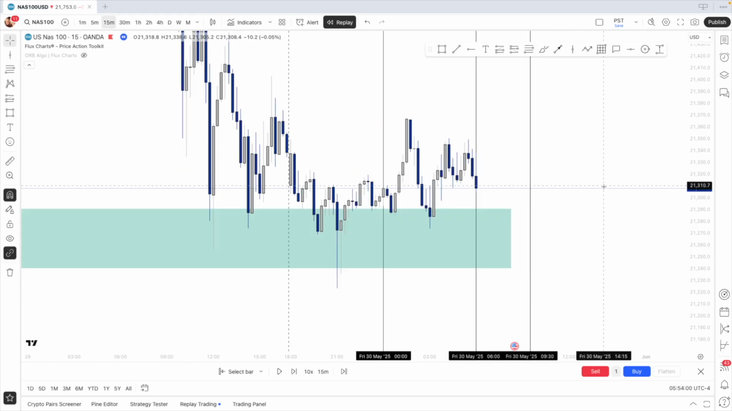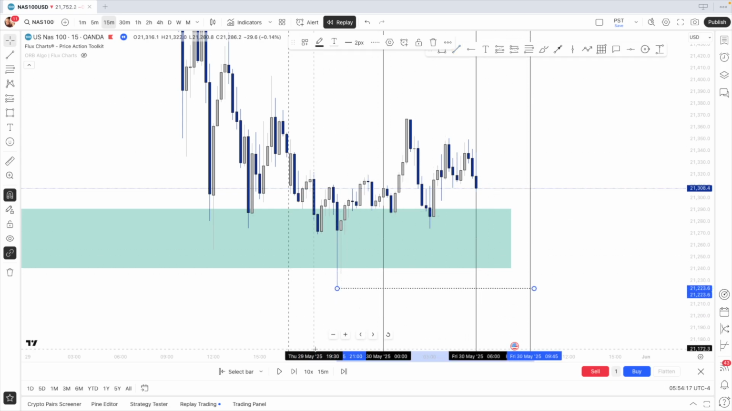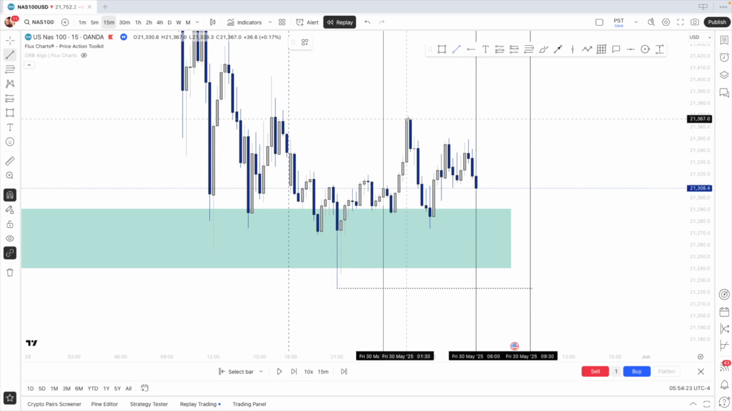All right, so let's see what happens here. We have our Asia, London, New York, and then our 9:30, our New York open. So let's mark out the liquidity pool. So this is Asia low. We already took Asia high. Here's London high. We have London low right over here.